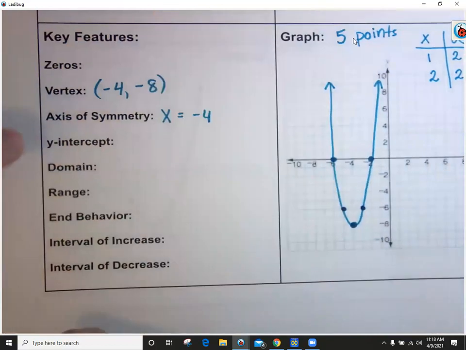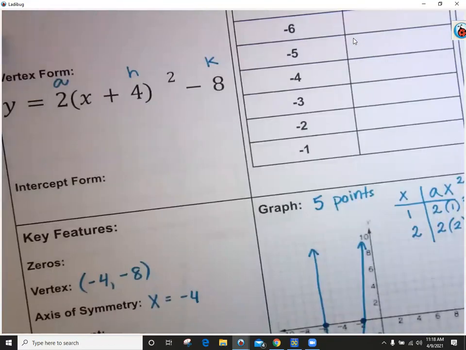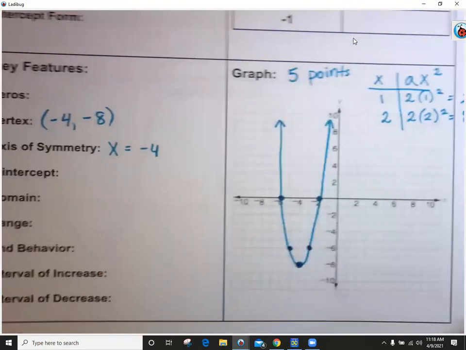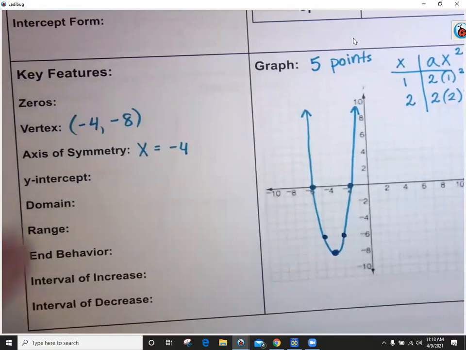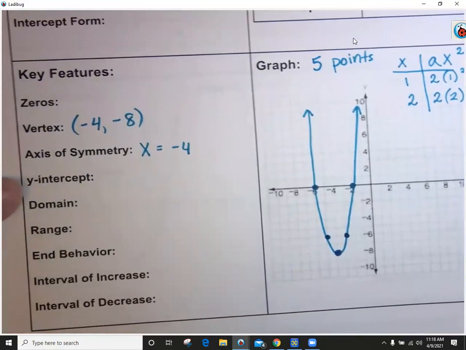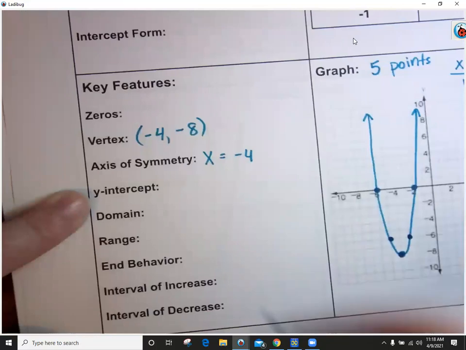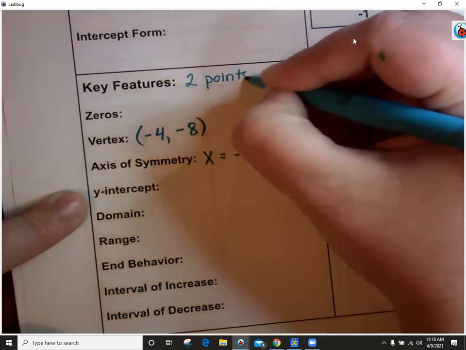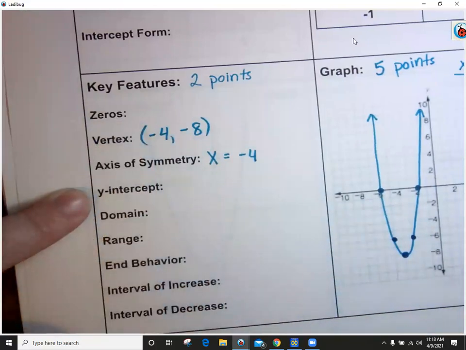So to get the y-intercept, we're going to have to put it in standard form and look at the c value. So we'll come back to that in a minute. But right now, we should be able to do everything on the key features list except the y-intercept. Okay. On your test, the key features are going to be worth 2 points each. So each one of these things is 2 points.